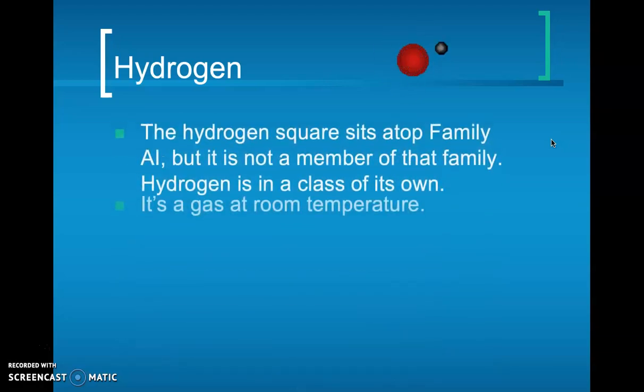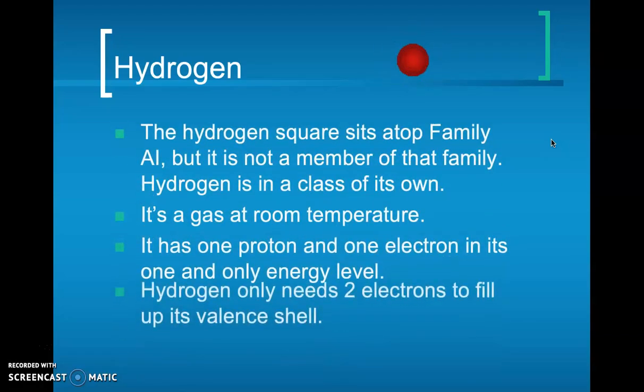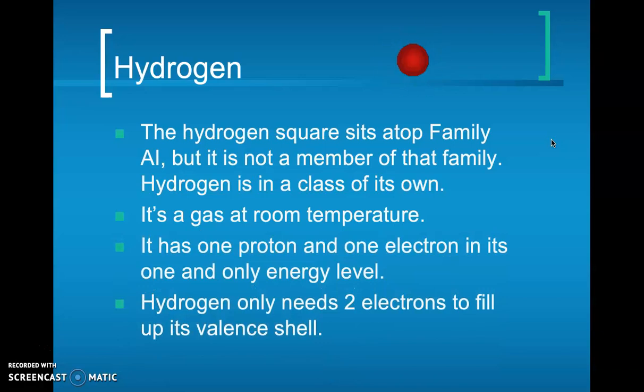The first group we're going to look at is hydrogen. Hydrogen is actually just one element, but it is in its own group because it has special properties all on its own. The hydrogen square sits atop family A1 or group A1, but it's not a member of that group. Hydrogen is in a class all of its own.